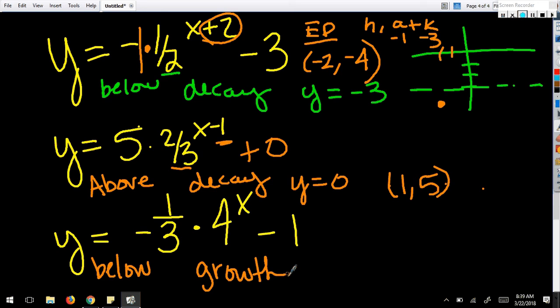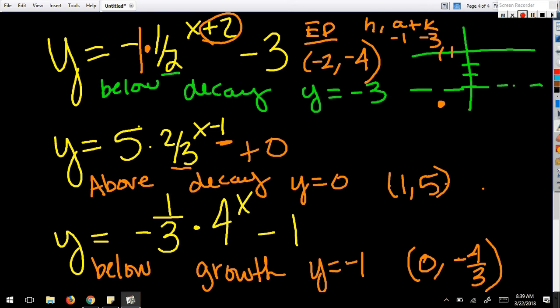How about the asymptote? Negative 1. How about an easy point? 0, because H is not there, so it's 0. And so then I do negative 1 and negative 1/3, which is negative 1 1/3 or negative 4/3. Does that make sense before we graph? If you can do this, graphing is a piece of cake.